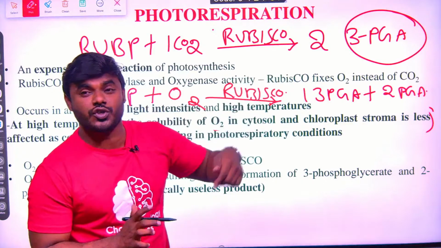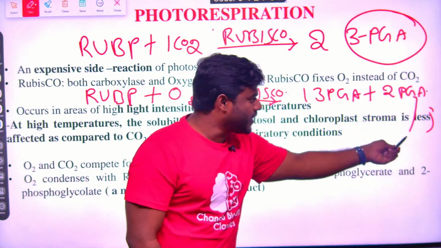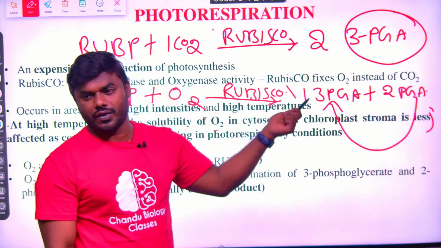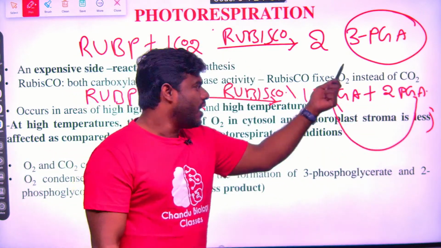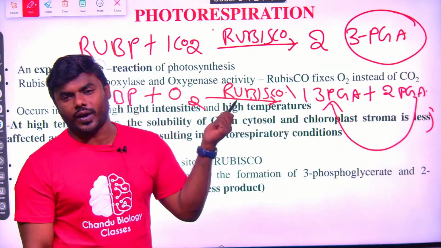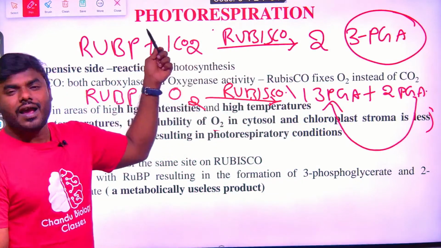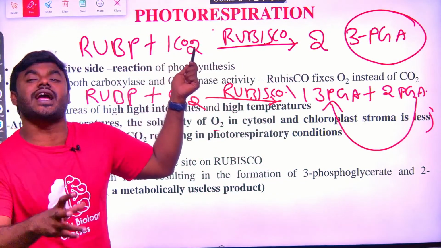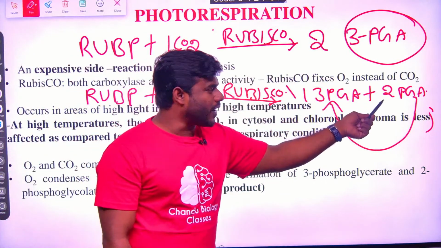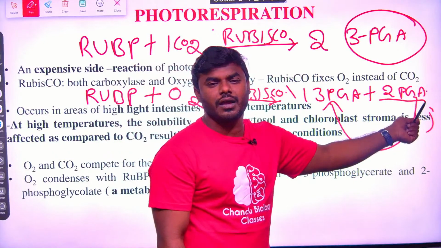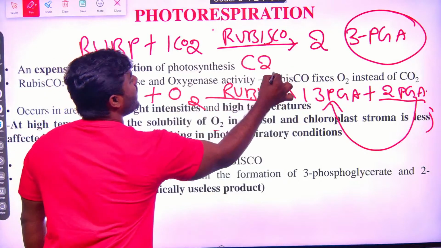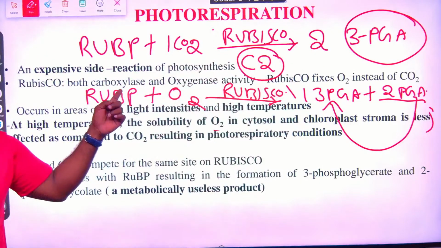Now what does the plant have to do? The plant has to convert this 2-phosphoglycolate back to 3-PGA. Then only the Calvin cycle will continue. This is a very wasteful reaction. Lots of cell organelles are involved, lots of enzymes are involved, lots of energy is required. That's why photorespiration is a very expensive side reaction, a waste reaction. What is the byproduct here? How many carbons? 2 carbon. That's why photorespiration is widely called the C2 cycle.